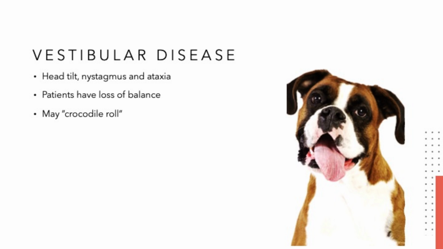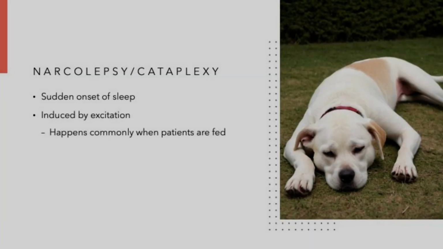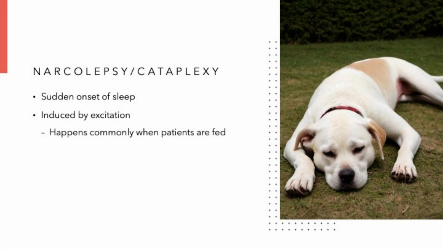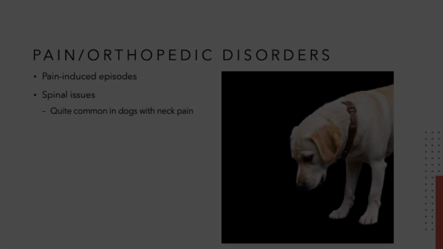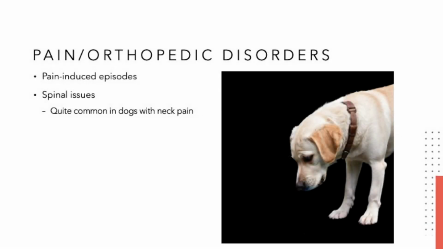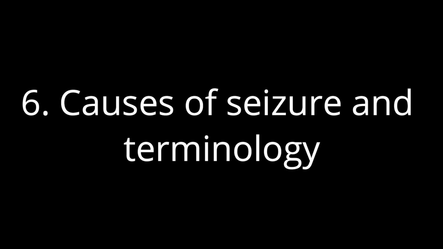Vestibular disease. Peripheral vestibular disease can cause dogs to exhibit head tilts, circling, and loss of balance, which can resemble seizure activity. Narcolepsy, cataplexy: sudden onset of sleep or muscle paralysis due to disorders in sleep regulation. Pain, orthopedic disorders. Pain-induced episodes, especially in small breed dogs with luxating patella or spinal issues, can look like focal seizures. When considering the causes of seizures, it's essential to understand several terms used to categorize causes of seizures.